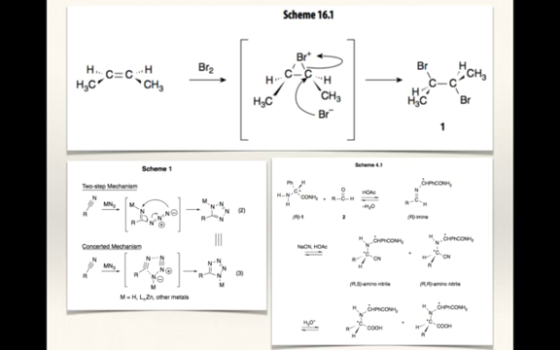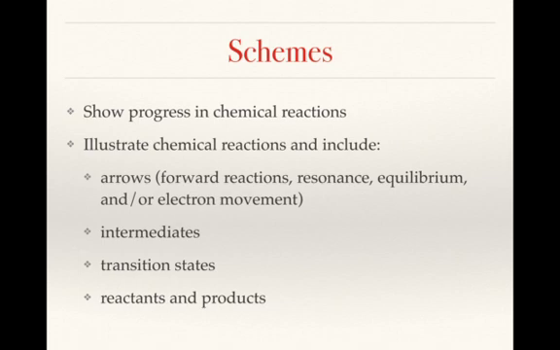Now, schemes are used to illustrate chemical reactions. In such cases, schemes often include arrows to denote a forward reaction, to denote resonance, equilibrium, or even electron movement. They include arrows, intermediates, transition states, reactants, and products. They also adhere to formatting expectations of author guidelines, so you need to check before you make one.